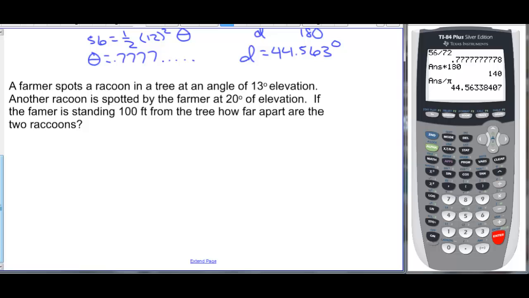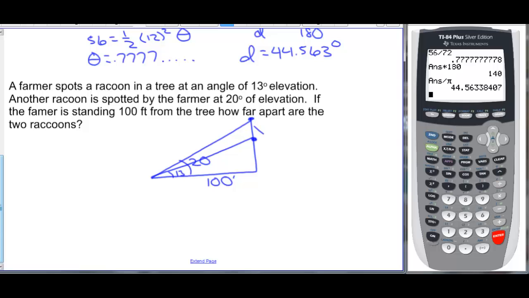A farmer spots a raccoon in a tree at an angle of 13 degrees. So I think this is the lower one. Right there. Another raccoon is spotted by the farmer at 20 degrees. Up there. If the farmer is standing 100 feet from the tree, how far apart are the 2 raccoons? This is the 100 feet right here from the tree. This one was 13 degrees. And this bigger angle to the bottom still, that's the 20 degrees.